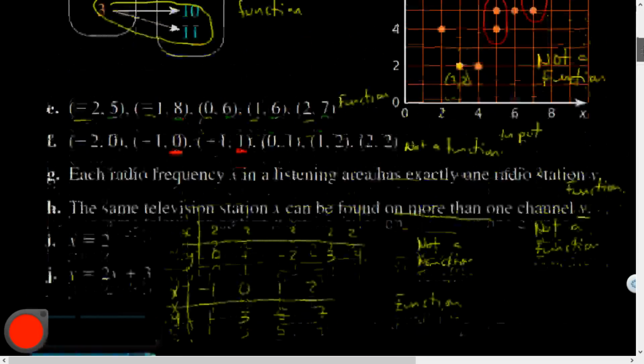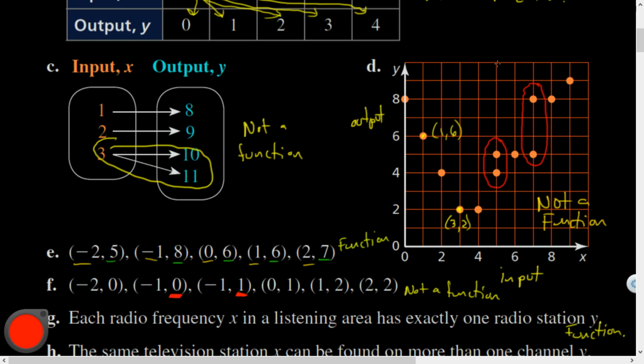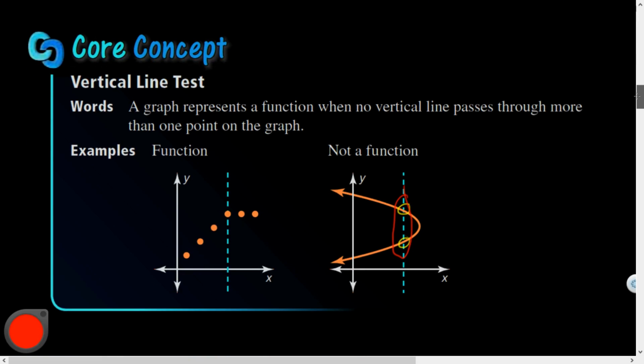Okay? Notice up here as well, when we did this, that was actually what I was thinking about. In my head, I was thinking about this vertical line test, and I was like, those points fail the vertical line test. Okay? Makes sense.